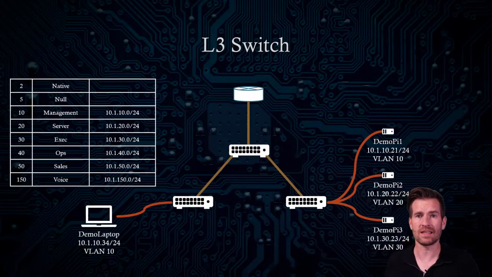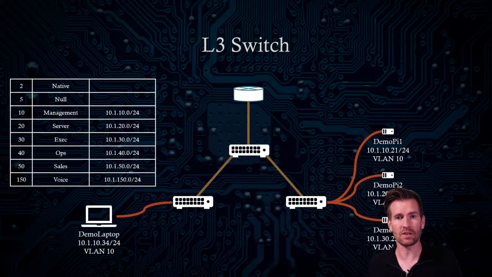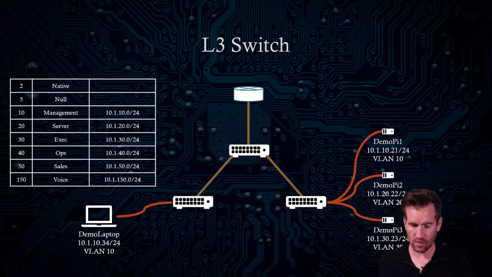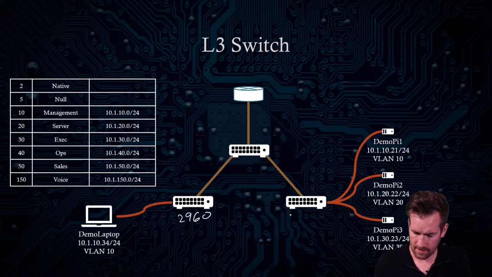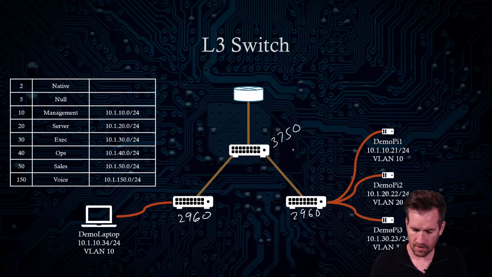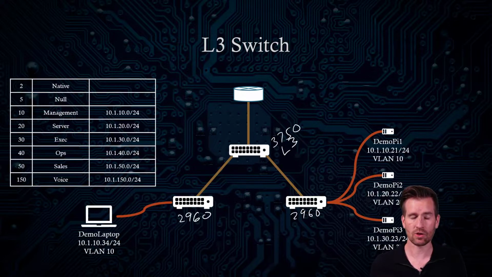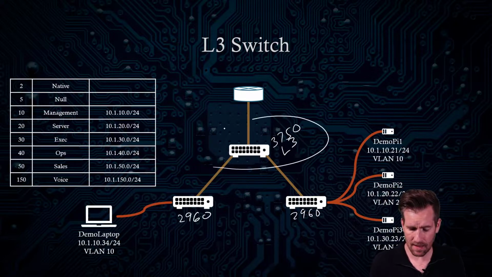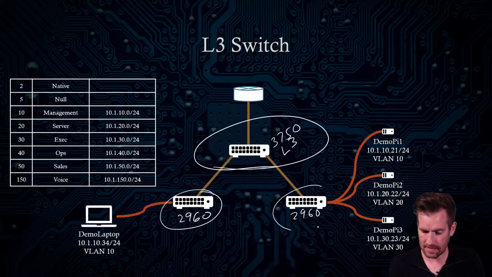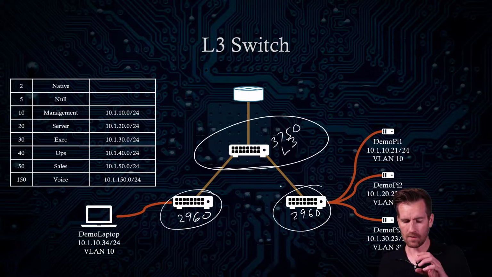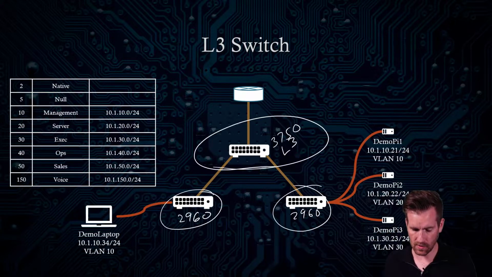So a layer 3 switch is a switch that has the capability of doing routing. In this case, I have two 2960s sitting out here, and I have a 3750. And this 3750 is a layer 3 switch, which means it has the capability of routing between networks. My 2960s do not. So with the 3750, we're able to set up layer 3 switching. All right, so let's take a look and see what that looks like.